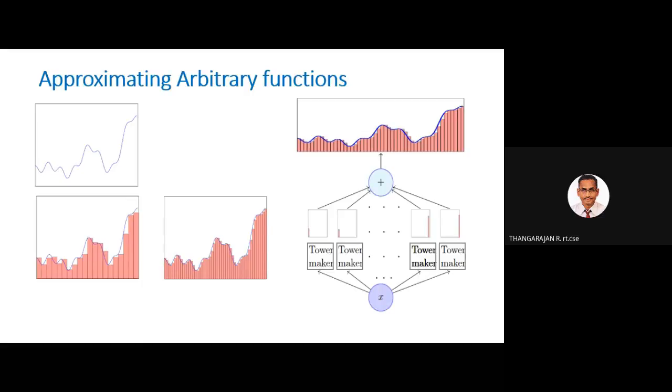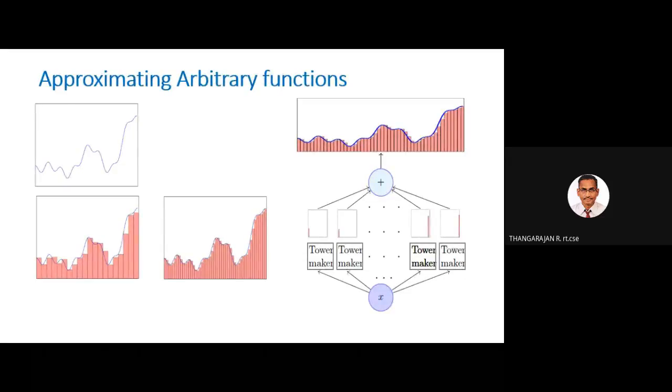So how do you get these histograms? I call them towers. How do you make these towers? These towers are made for different values of x. For one value of x a tower is made, for another value another tower is made. Finally, when all these are added, you get this entire thing. This is what we are going to do using gradient descent and backpropagation: we will be able to approximate any arbitrary function to a desired precision.